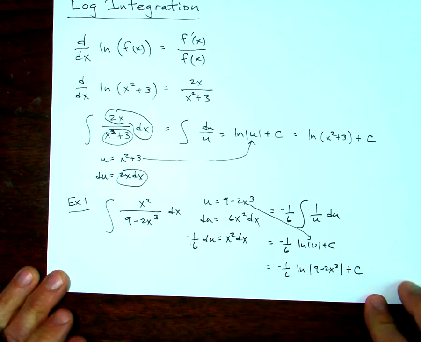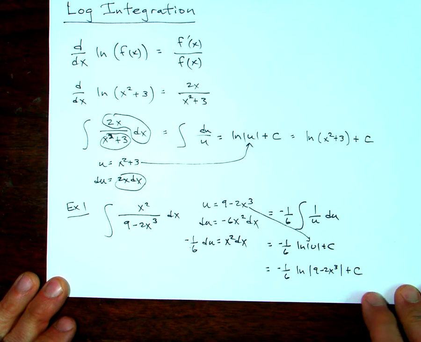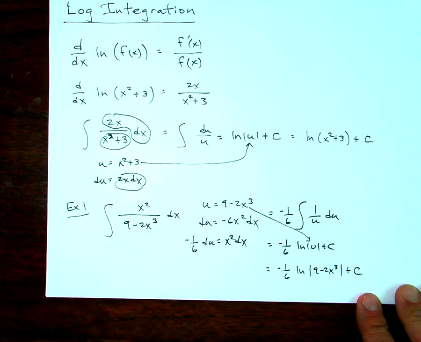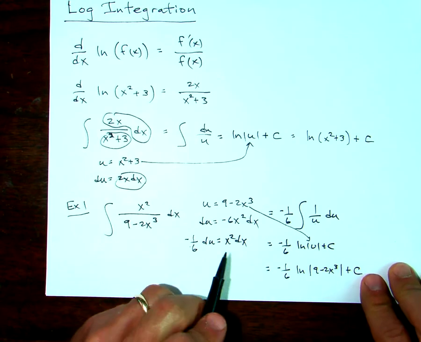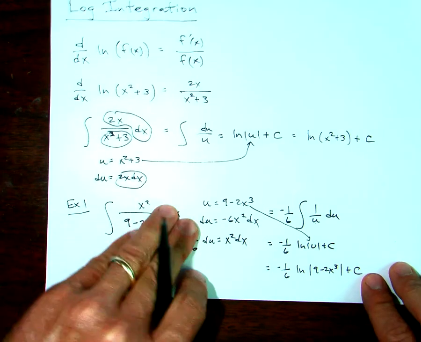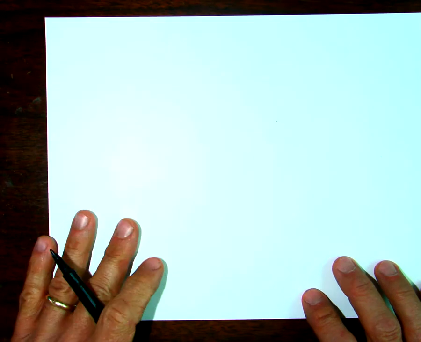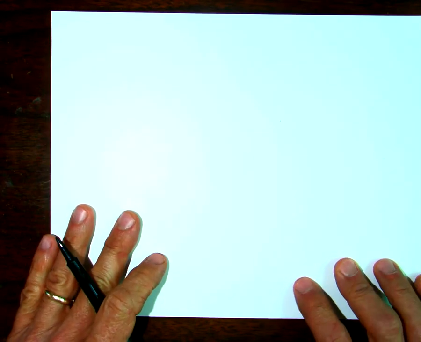So again, a pretty straightforward example. All we're looking for is a numerator that is the derivative of the denominator, or a multiple of the derivative of the denominator, because we can always divide out constants. All right, let's look at a few more examples that maybe aren't quite as straightforward as that.